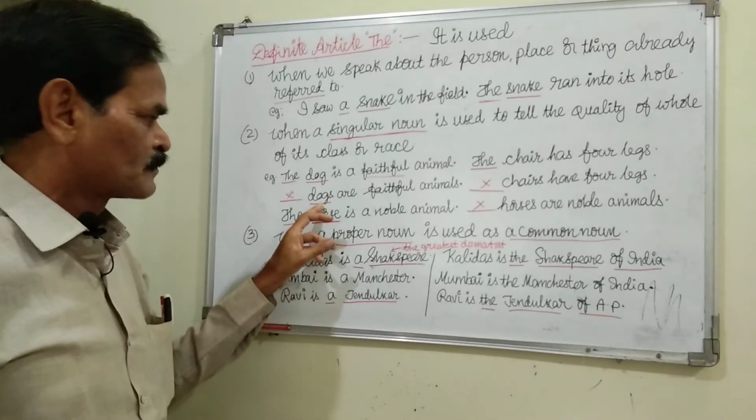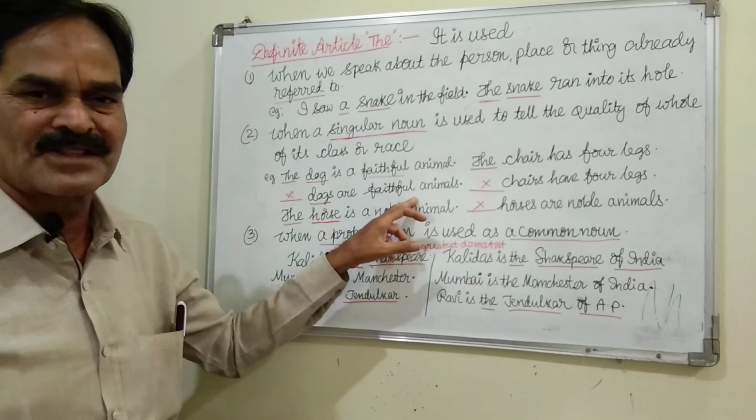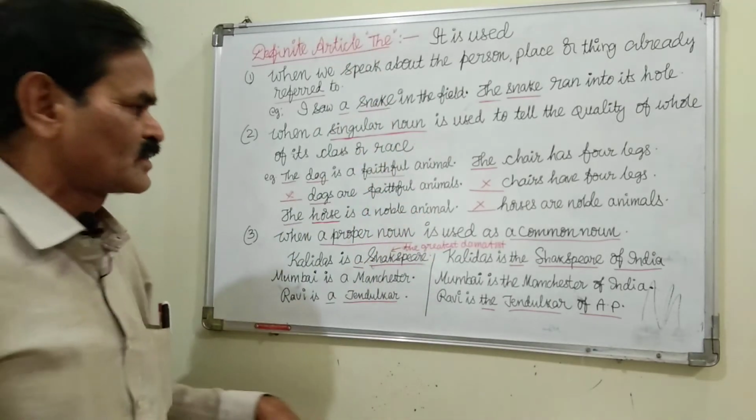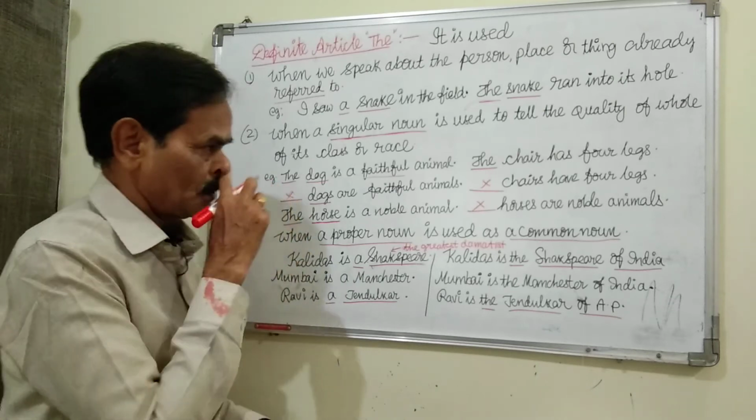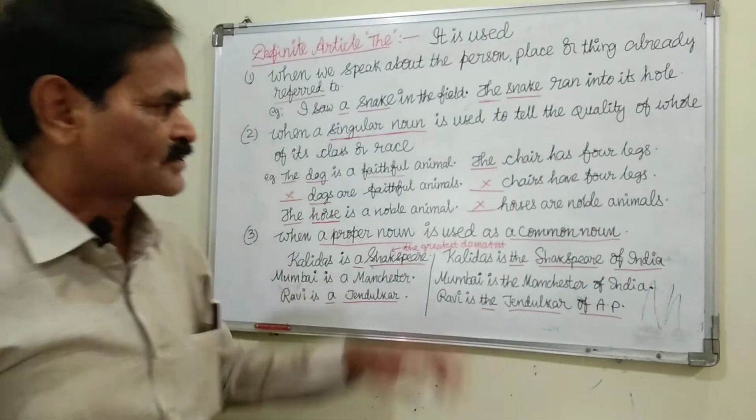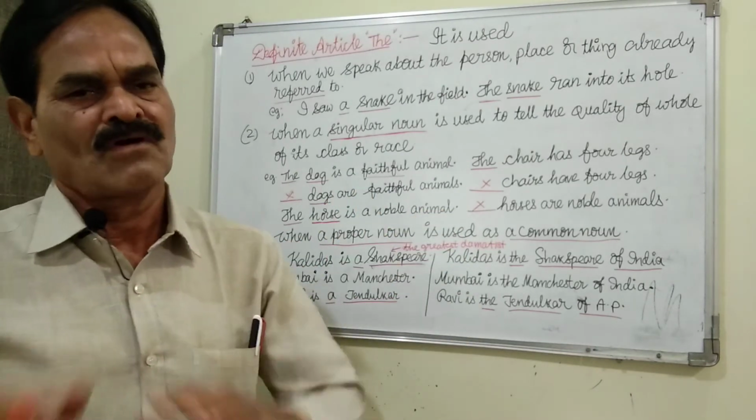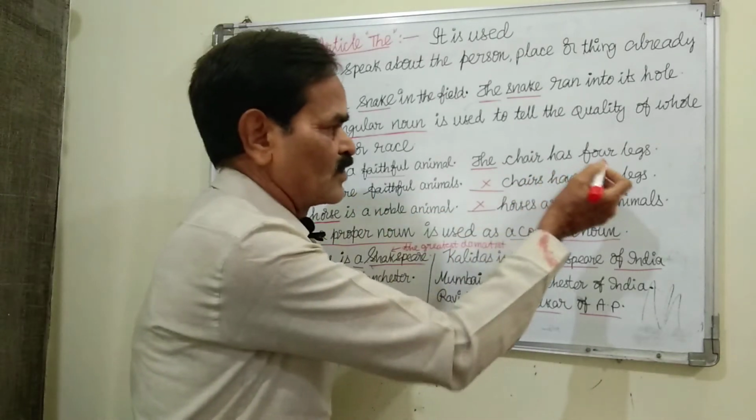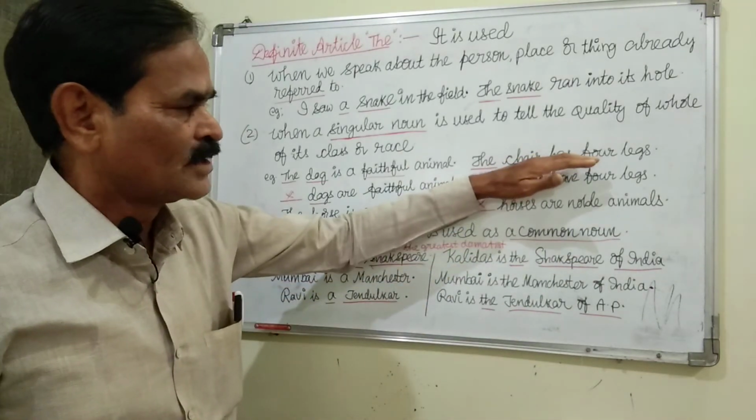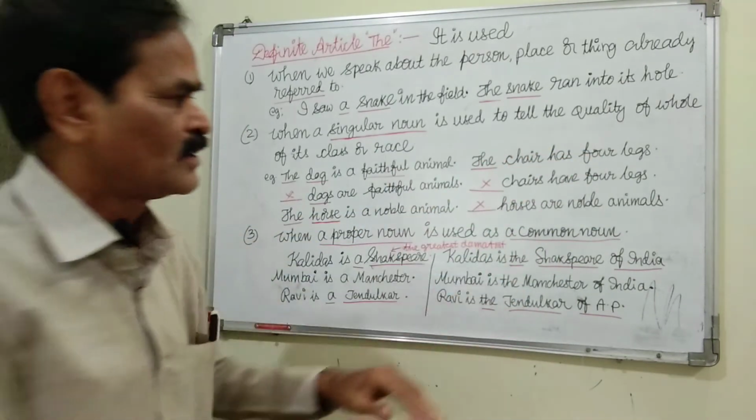Before a plural noun, when it is used to tell the quality or the characteristic of the whole of its class, don't use the. Suppose: the chair has 4 legs. Here the chair means all chairs or any chair has 4 legs. Without 4 legs a chair is not there. That is the characteristic of the chair.